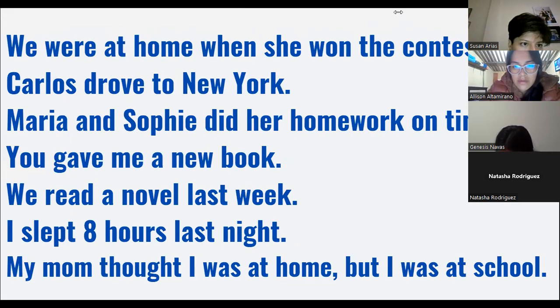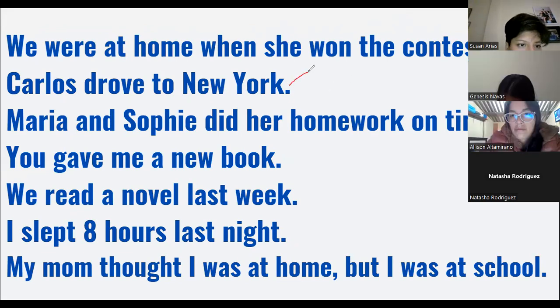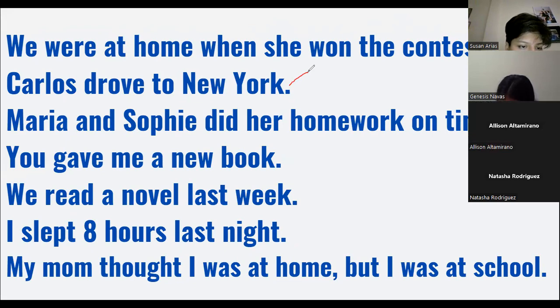Okay, we have some sentences in here that we are going to read in order to better understand the simple past. Now, Alison, good afternoon. Welcome. Can you please read sentence number 1 and sentence number 2? We were at home when they won the contest. Carlos drove to New York.